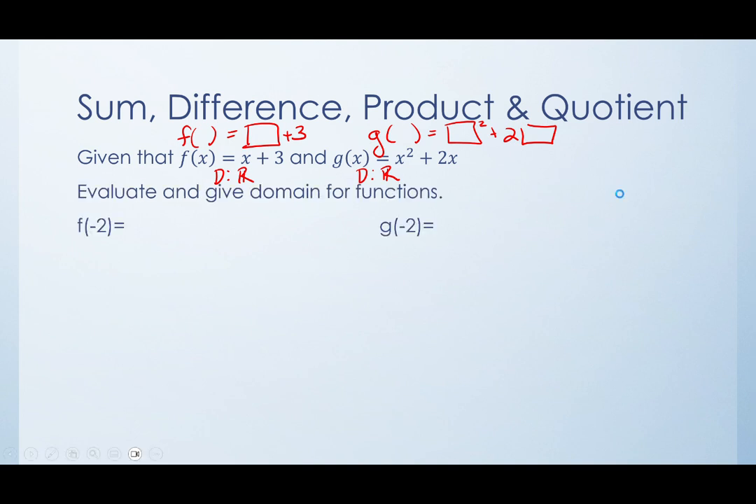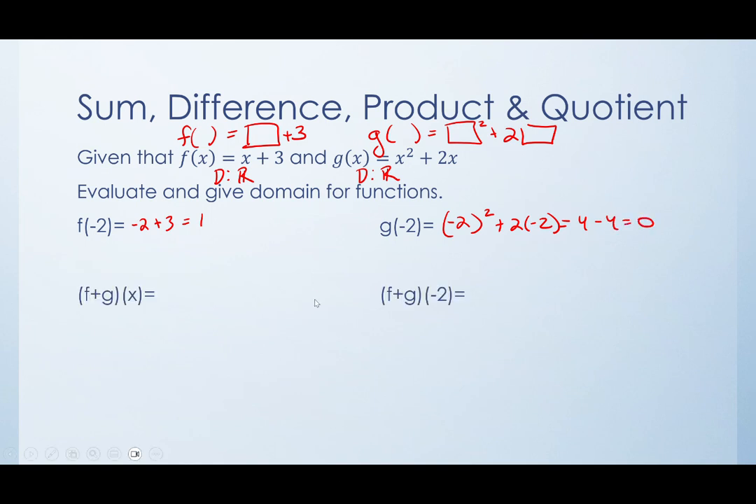So we're going to evaluate and give domains for the following expressions. If we want to just evaluate f of negative 2, of course, we're going to say, hey, that's negative 2 plus 3. That is equal to 1. And g of negative 2 would be negative 2 squared plus 2 times negative 2. That's going to be 4 minus 4, which is 0.